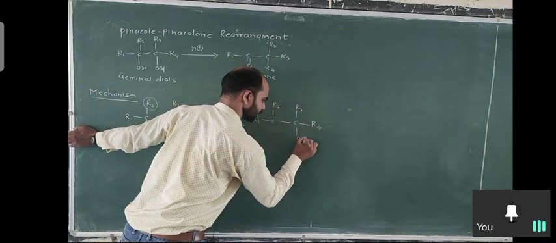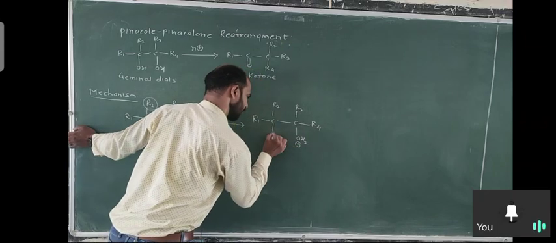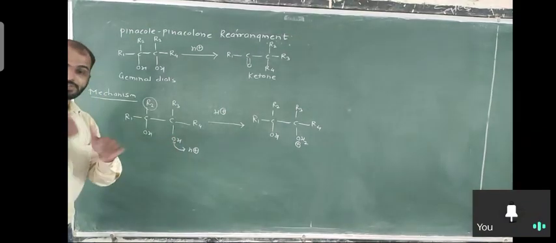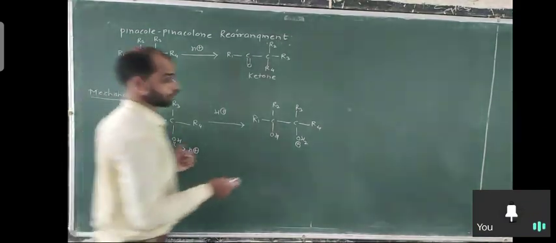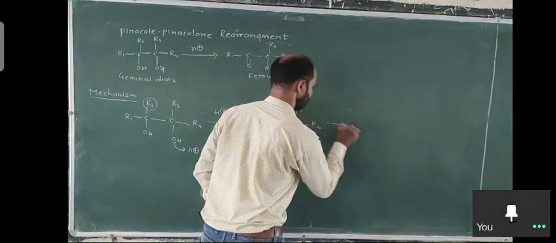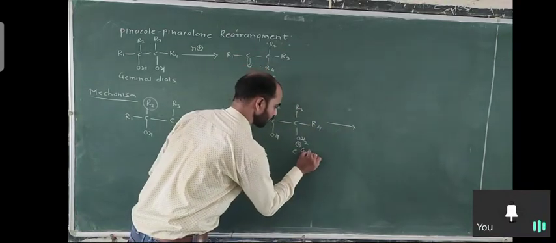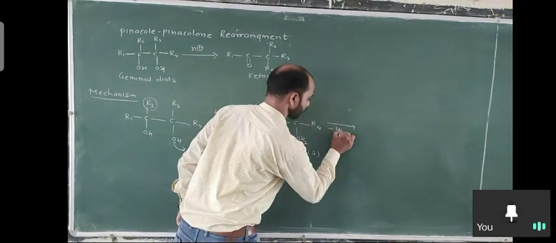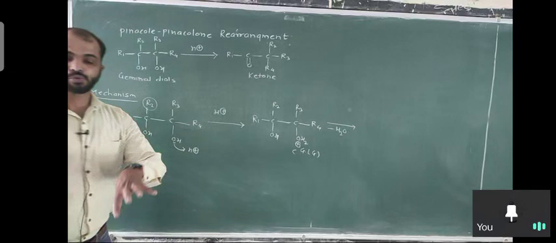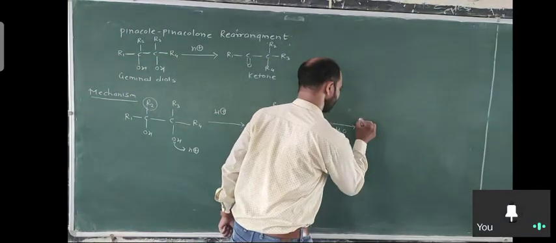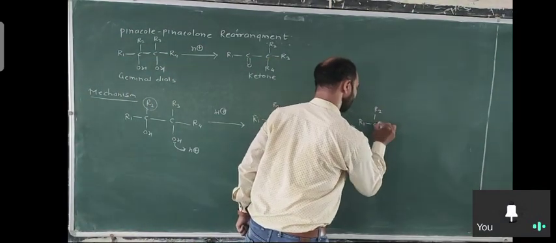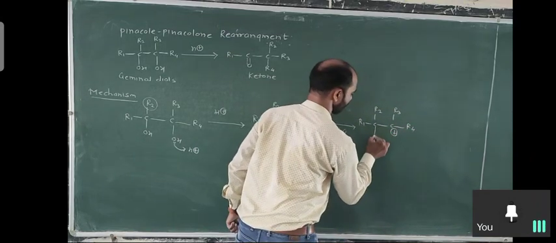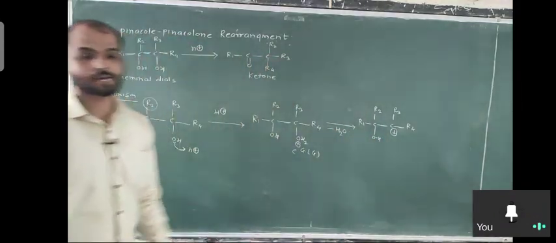So here OH converts into OH2. Here is the other OH. The first step is protonation. One of the OH groups will convert into H2O, and you know H2O is a good leaving group. So there is loss of an H2O molecule first. So here R1, R2, R3, R4, here is the formation of carbocation.